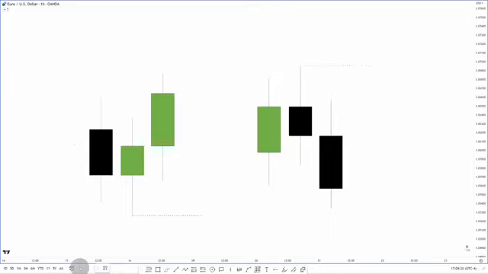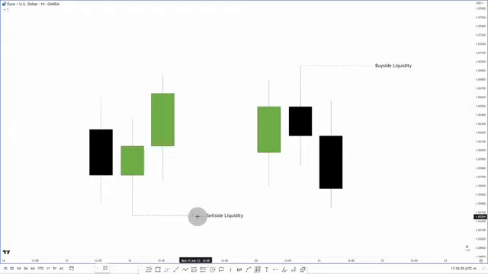Now, to understand why this is important, we have to understand the psychology of traders. If someone was to get long in this area here, they're likely to put their stop on this swing low. Similarly, over here, if they're going to get short, they're likely to put their stop on this swing high. With that understanding, we know that there are sell stops resting under here and buy stops resting above here.